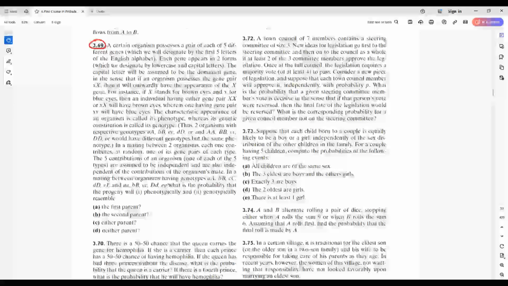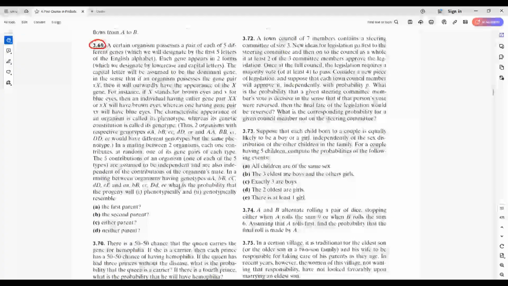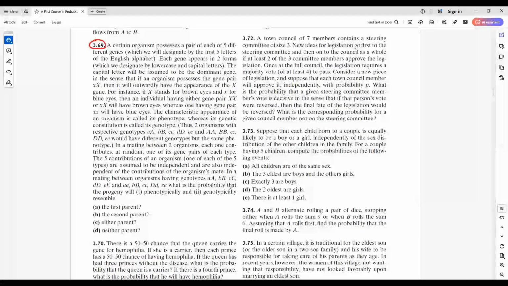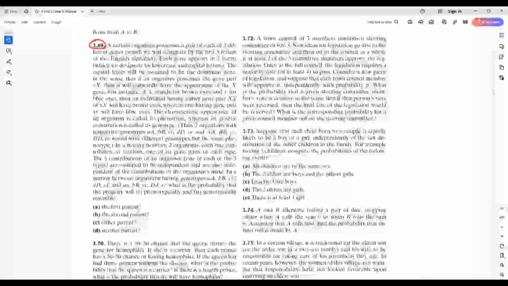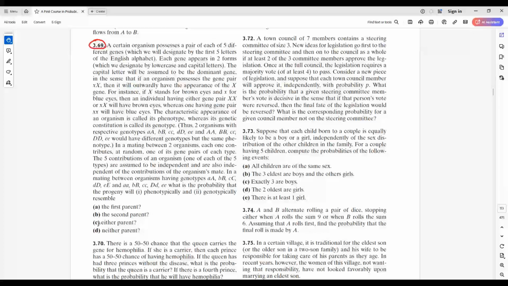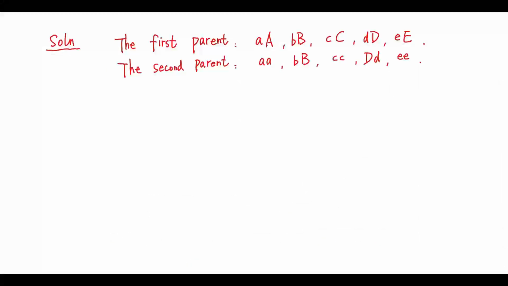what is the probability that the progeny will 1. Phenotypically and 2. Genotypically resemble A. the first parent, B. the second parent, C. either parent, D. neither parent? Solution. Question 1. Phenotypically resemble.